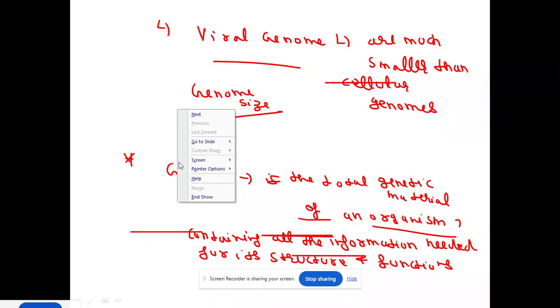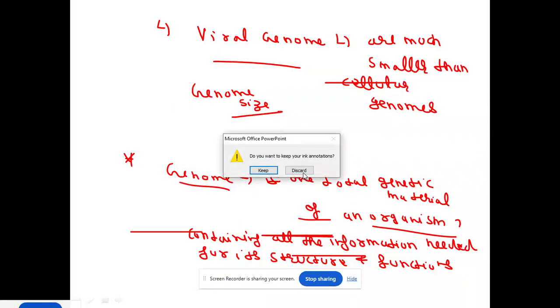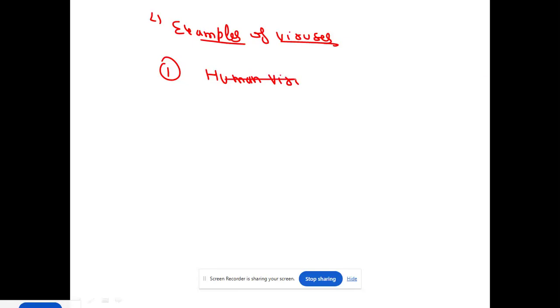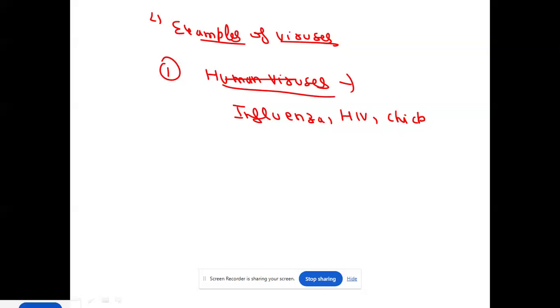So now I will discuss some examples. Next heading is examples of viruses. First one is human viruses. So obviously here the host will be human. Like influenza virus, HIV virus, chickenpox virus, which is causing chickenpox.